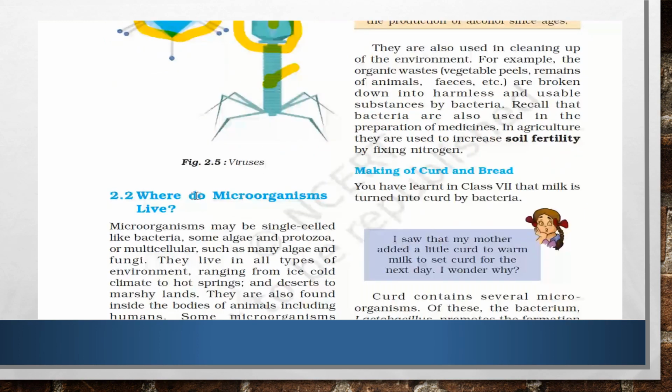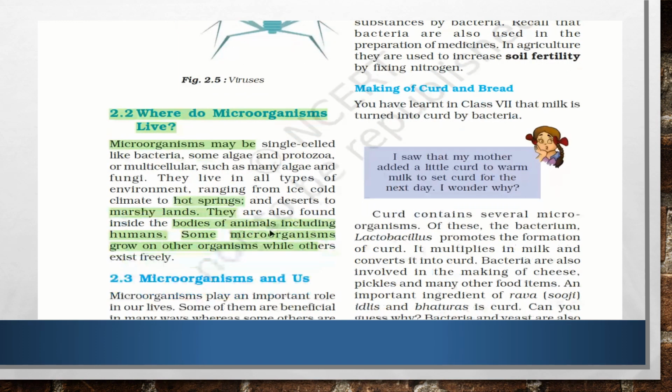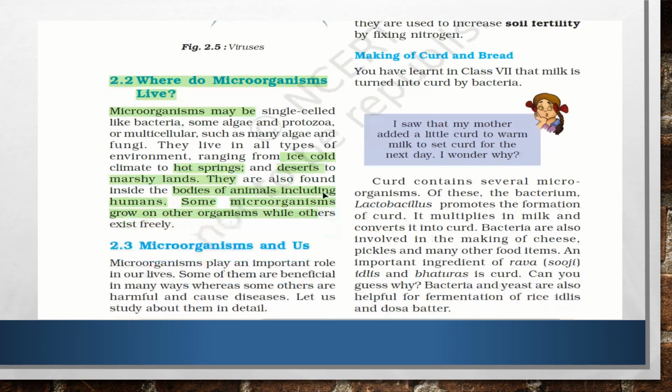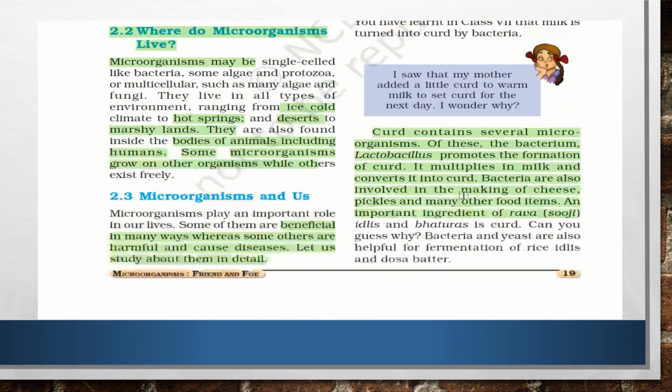Just now I told you where these microorganisms live. We have already discussed that they live in different types of environments, from hot springs to marshy lands to the bodies of animals, including humans. Some microorganisms exist freely. They stay in deserts and in ice cold climates, so they can survive in almost all types of environment. Now let us move on to microorganisms and us. In our life, everywhere there is a microorganism. Some of them are beneficial in many ways, whereas some others are very harmful and cause disease. So let us study them in detail.